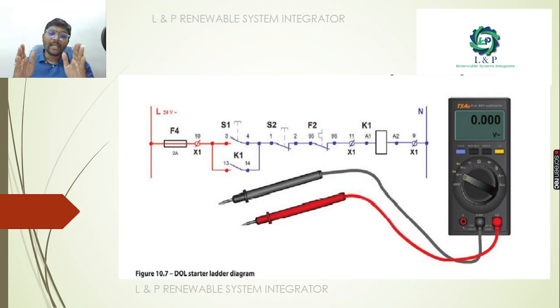How does a DOL starter ladder diagram look? As we told earlier, when you go for ladder logic, previously it was relay logic. In that we will have a line, and a neutral in between. When we establish a switching contact with the contactors, before that we need a fuse for protection. So this is how the wiring diagram or DOL starter ladder diagram looks.